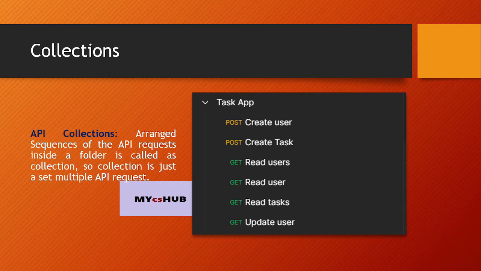Thereafter, we have collections. It is an arranged sequence of API requests inside a folder. It's called a collection. So a collection is just a set of multiple requests. Say we have 10 different APIs. We can use those APIs one by one anywhere, but when we put all those API requests inside a folder, we can call it a collection. That's it.